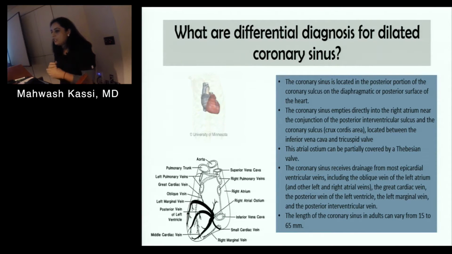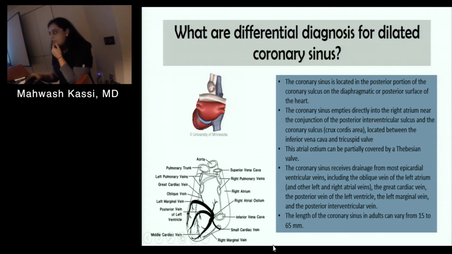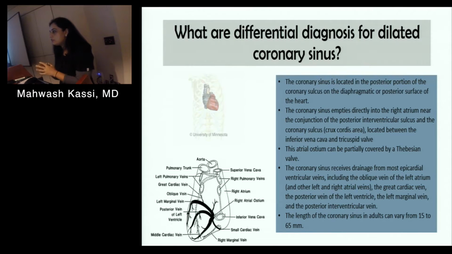And it drains basically blood from all these veins that you can see: from most of the epicardial ventricular veins, the oblique vein of the left atrium, the greater cardiac vein, and the posterior vein of the left ventricle. So these veins all make a confluence, which is basically the coronary sinus, and they drain blood here, as you can see in this structure. The general length of a coronary sinus in an adult is between 15 to 65 millimeters.